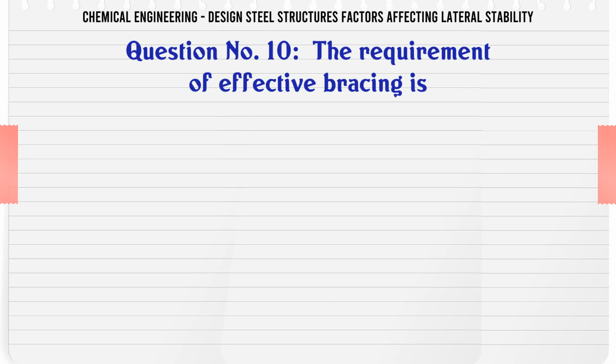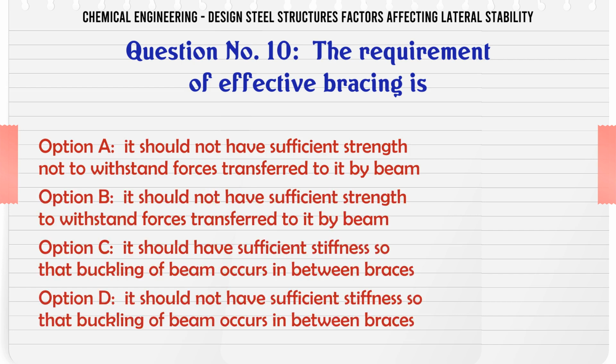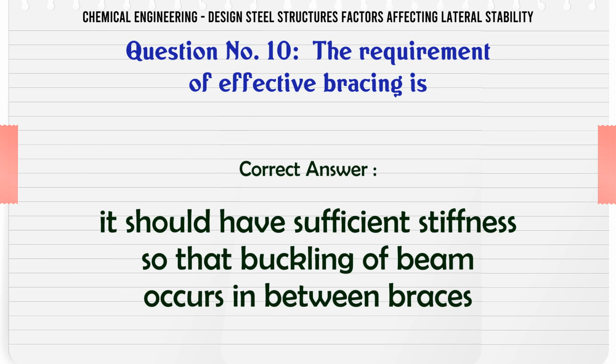The requirement of effective bracing is: A. It should not have sufficient strength to withstand forces transferred to it by beam, B. It should have sufficient strength to withstand forces transferred to it by beam, C. It should have sufficient stiffness so that buckling of beam occurs in between braces, D. It should not have sufficient stiffness so that buckling of beam occurs in between braces. The correct answer is it should have sufficient stiffness so that buckling of beam occurs in between braces.